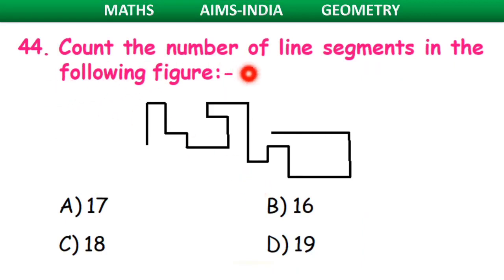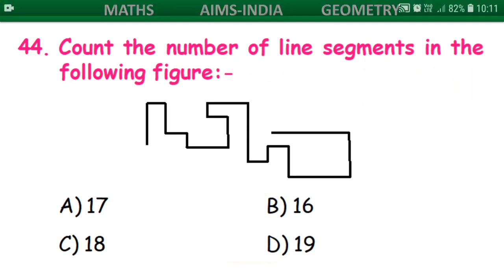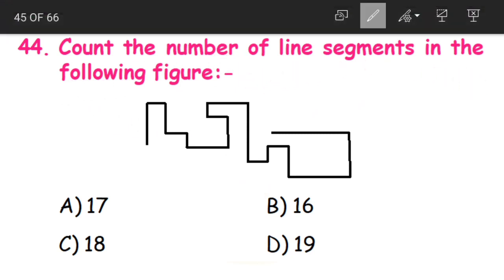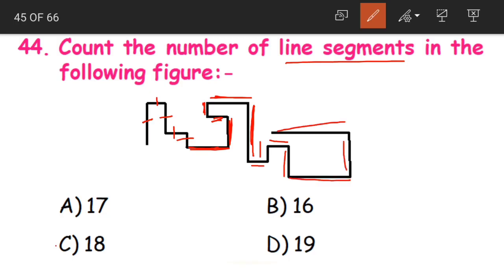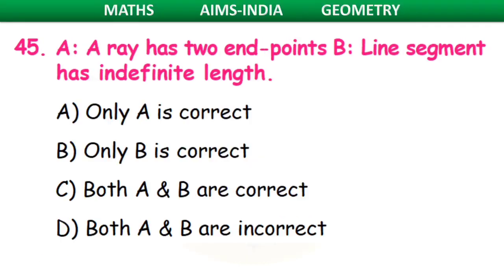Question 44. Count the number of line segments in the following figure. What should we do? Count the number of line segments. It is very easy, right? Let us count. 1, 2, 3, 4, 5, 6, 7, 8, 9, 10, 11, 12, 13, 14, 15, 16, 17 and 18. So the total number of line segments in the given figure is 18. That is option C.